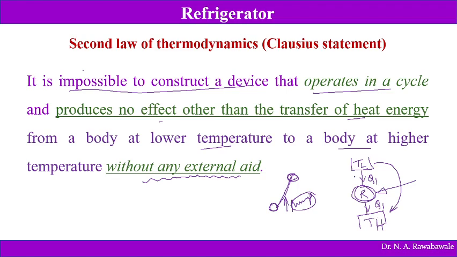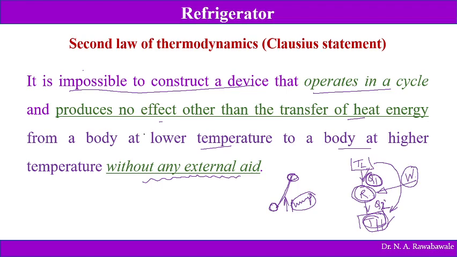That is nothing but, indirectly, the second law of thermodynamics or Clausius statement, which says that heat energy can be transferred from a body at lower temperature to a body at higher temperature with the aid of work. So if we supply work to this system, this machine can transfer heat energy from a body at lower temperature to a body at higher temperature. It is possible. So Q2 amount of heat energy is rejected. This statement is saying that it is impossible to transfer heat energy from a body at lower temperature to a body at higher temperature without the aid of any kind of energy.